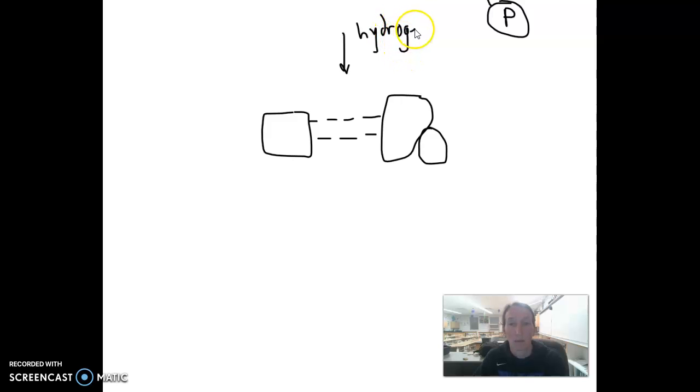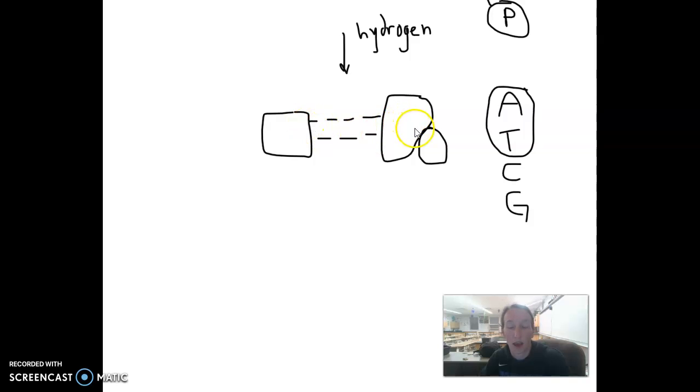Now you tell me based off of the number of bonds here. So you have 1 bond, you have 2 bonds. What are the possibilities of nitrogenous bases? Okay, you have the choices A, T, C, or G. All right, so because there are 2 hydrogen bonds, we know that these molecules have to be A and T.